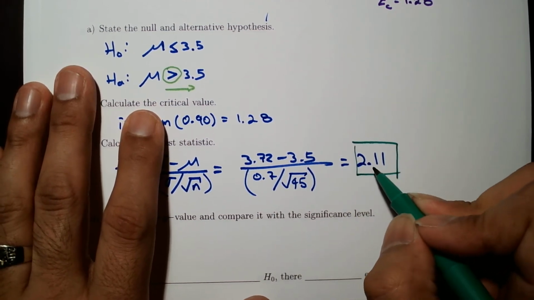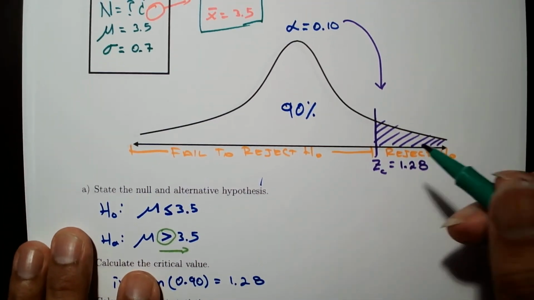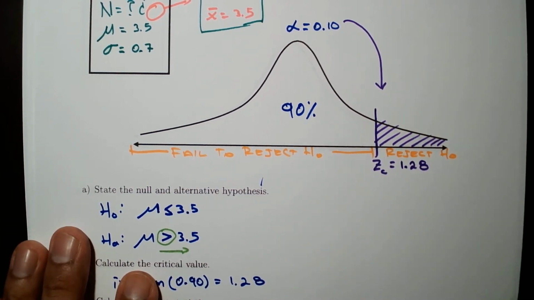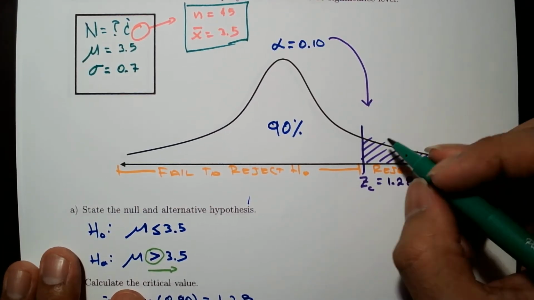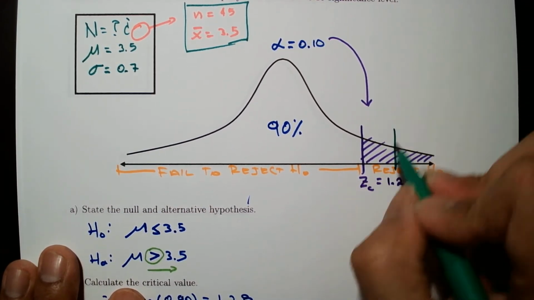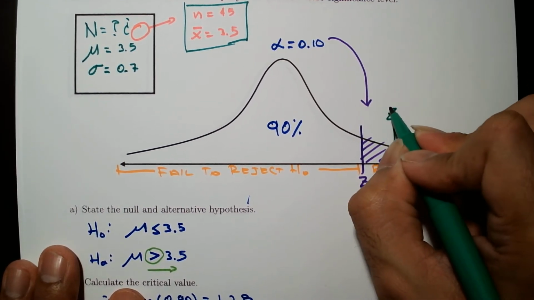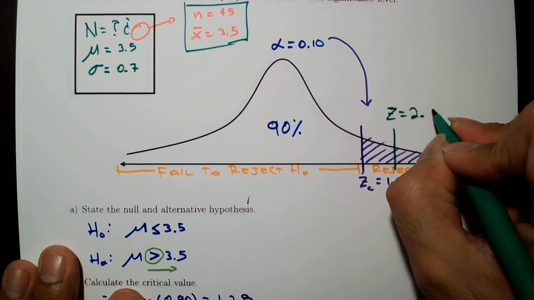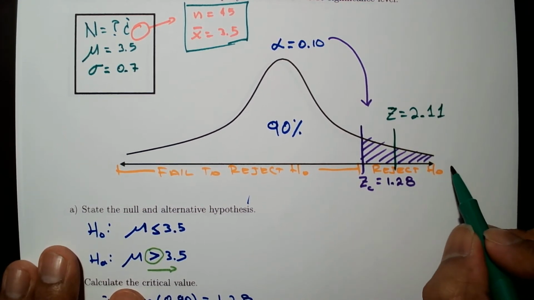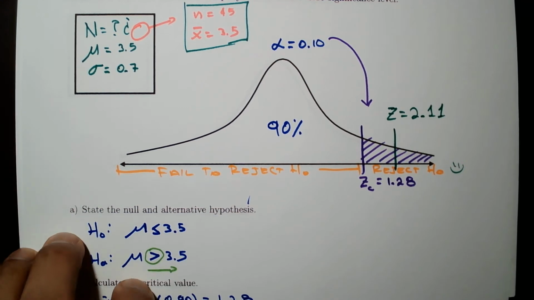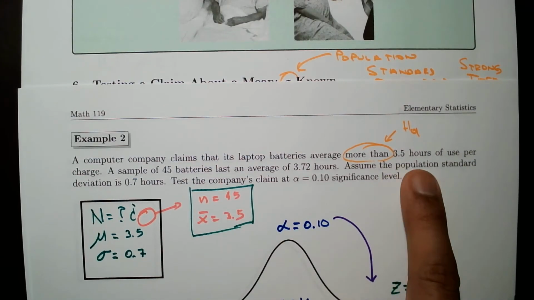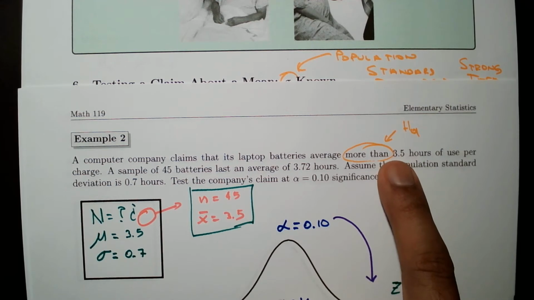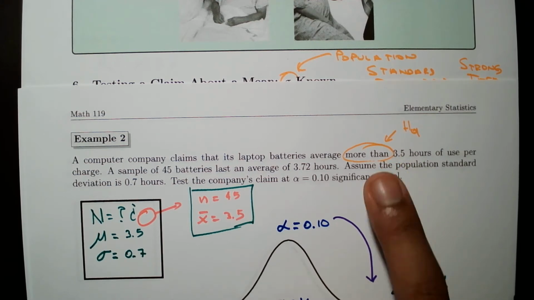Okay, this is time for judgment. Is 2.11 falling in the rejection region or the non-rejection region? Clearly 2.11 is larger than 1.28, so it falls here, in the rejection region. So we reject the null hypothesis. That means the computer company has compelling data to claim that their laptop batteries last more than 3.5 hours.